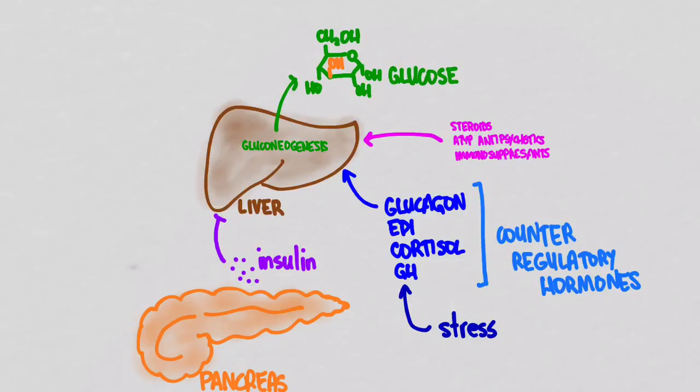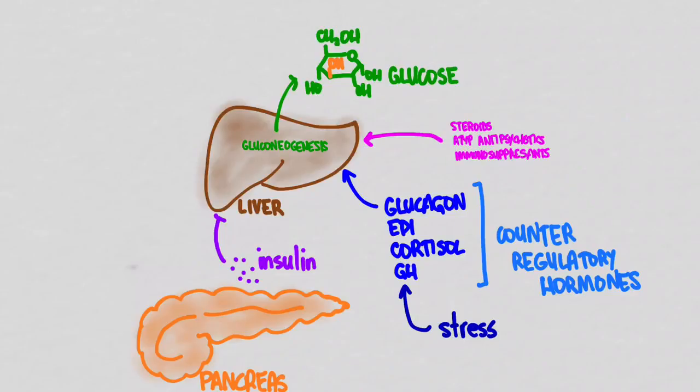Now what we can see here is that there are other hormones actually that will cause gluconeogenesis to happen, and these are the counter-regulatory hormones of glucagon, epinephrine, cortisol, and growth hormones. And these can be released in times of stress. And again, that makes sense too, because in a time of stress, you do need to have extra glucose floating around. There are certain medications as well that can increase glucose in the bloodstream: steroids, atypical antipsychotics, and immunosuppressants.